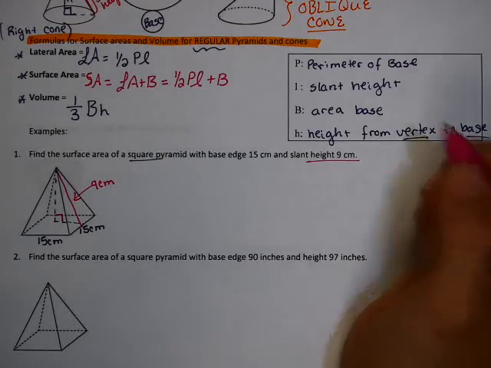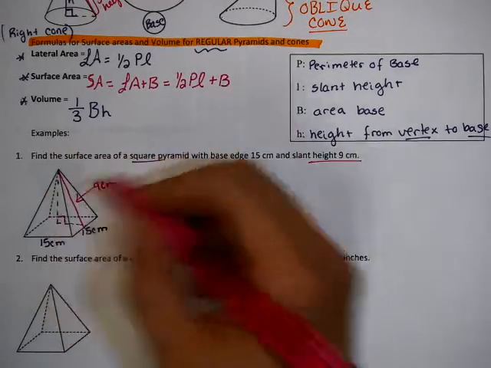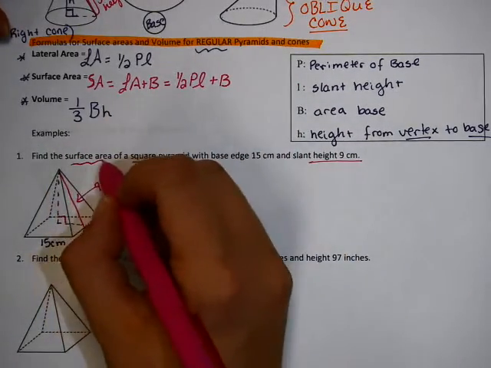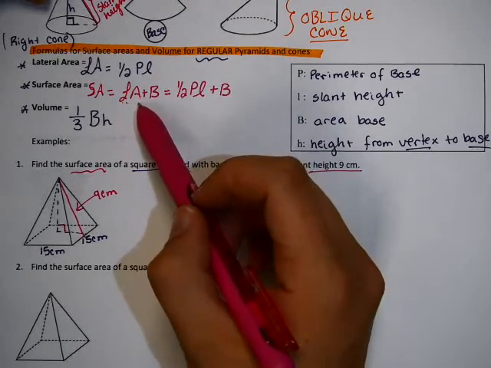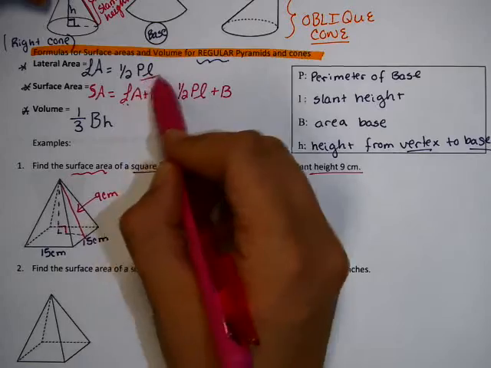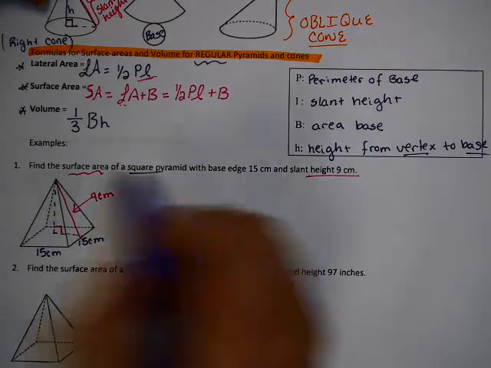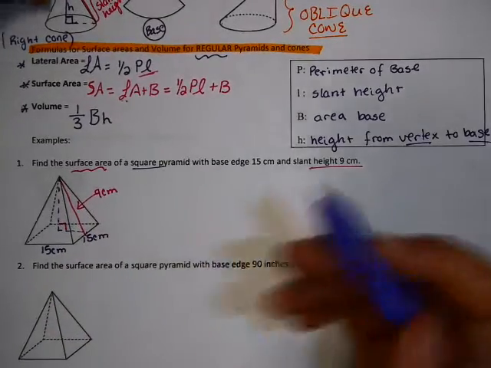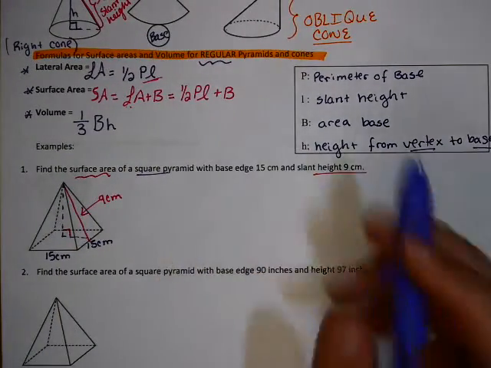I'm sorry, we're not going to have to find the height, we just need the slant height. So that's the nice thing about the surface area. If you look at our equation, the lateral area plus the base, our lateral area only has to do with the slant height. So that's really nice. If it asked for volume, which we will do an example of later, then yes, we would have to find the height.